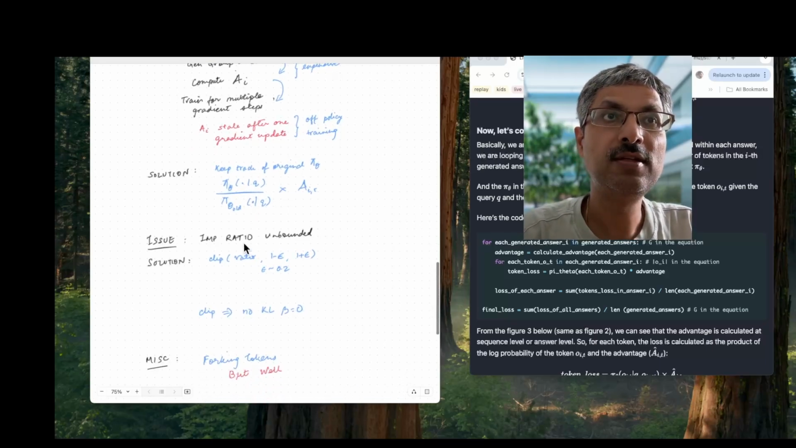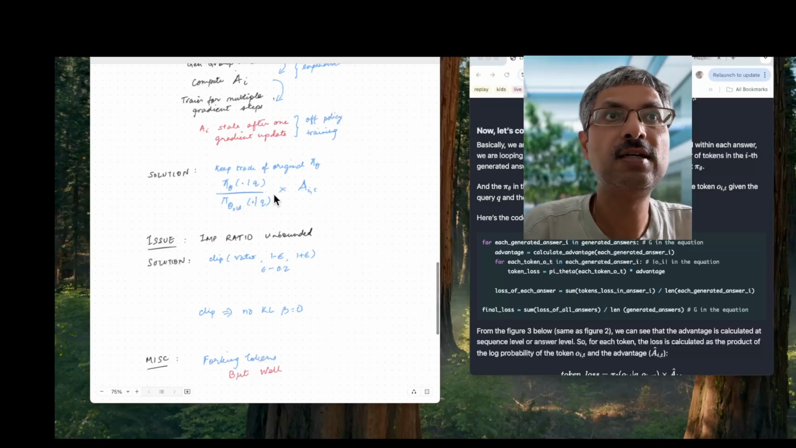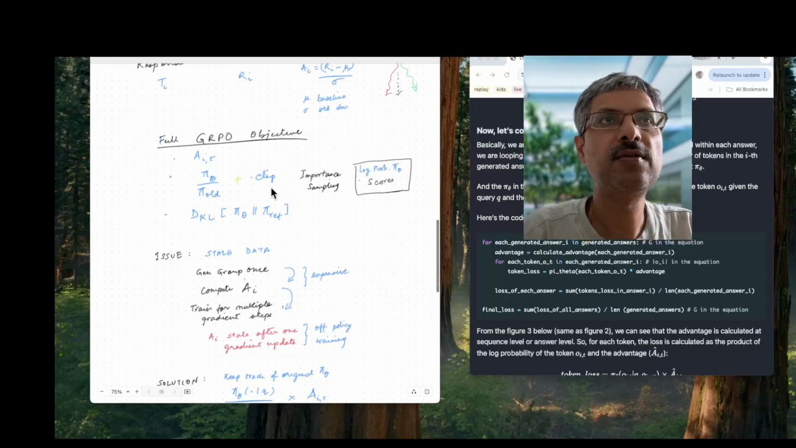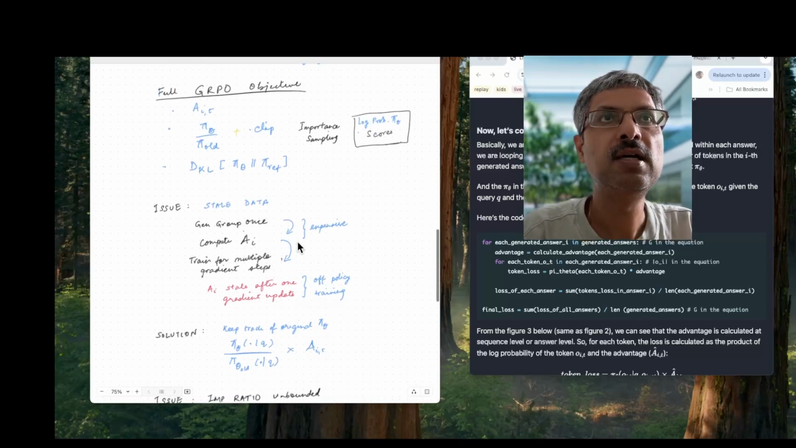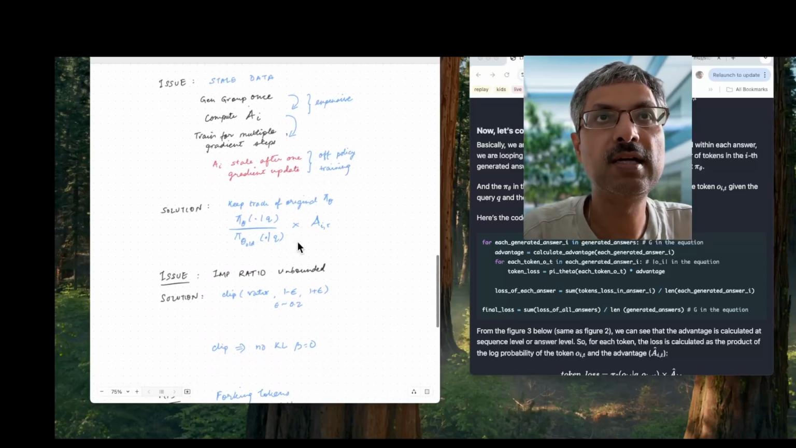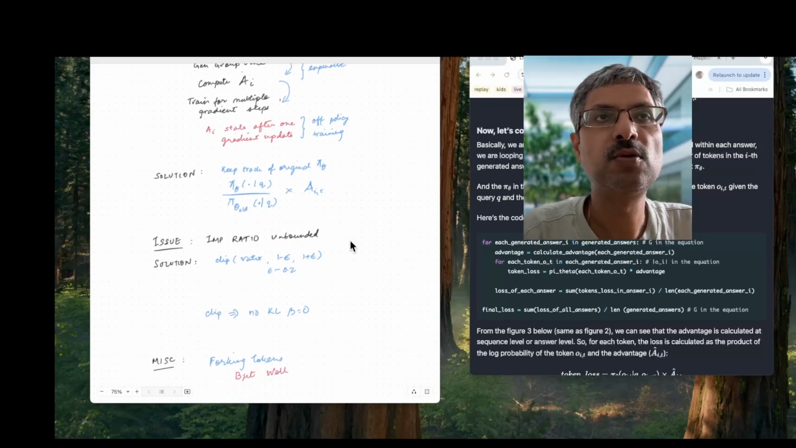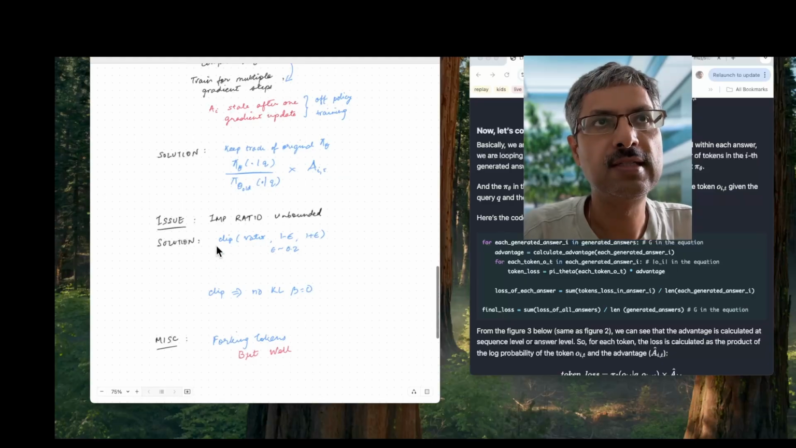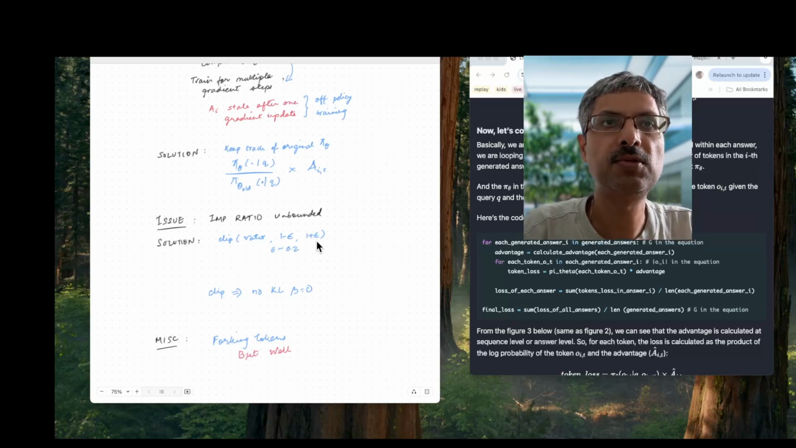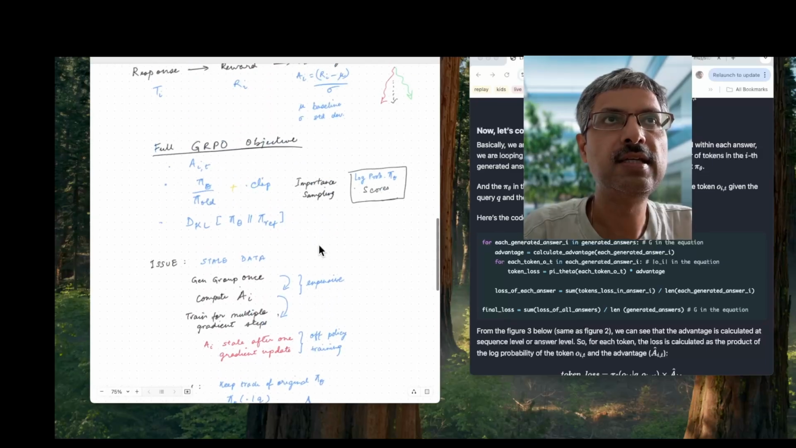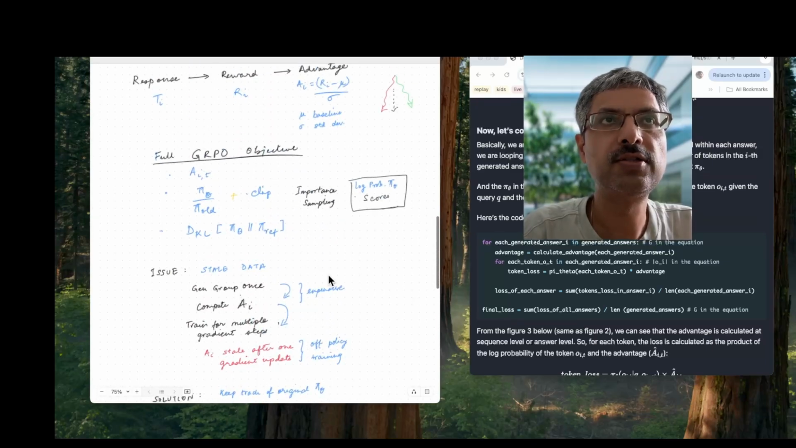Okay, so the issue is that this ratio, and this is the second part of the full equation, this importance sampling ratio could itself get unbounded, depending on how much the new scores diverge from the old one. And so we add this clip part, which bounds it between 1 minus epsilon and 1 plus epsilon. And so those are the two key parts of the GRPO.